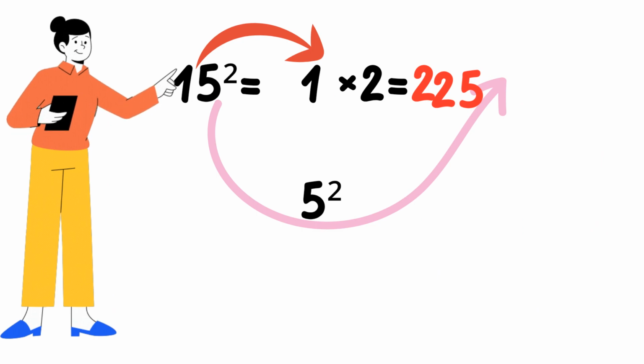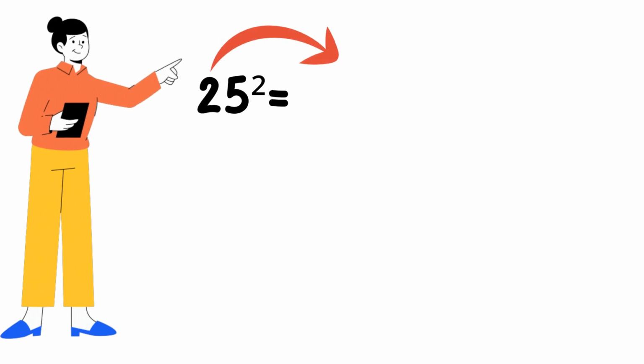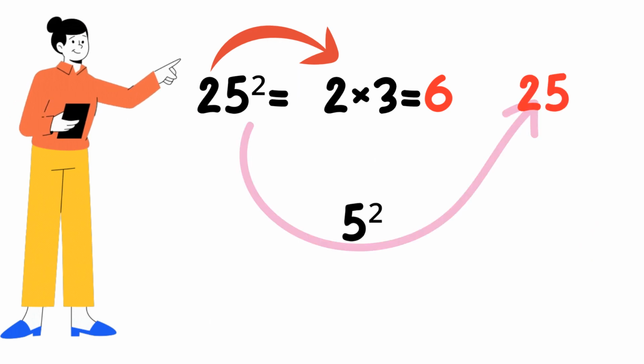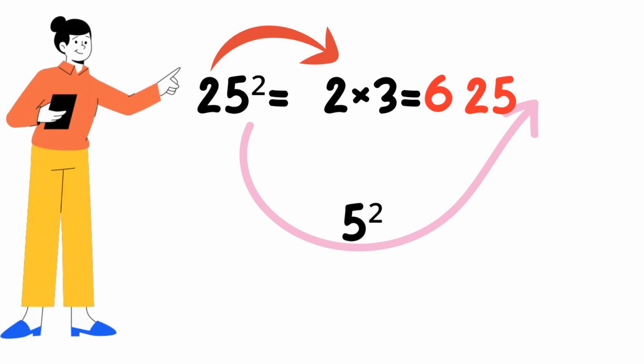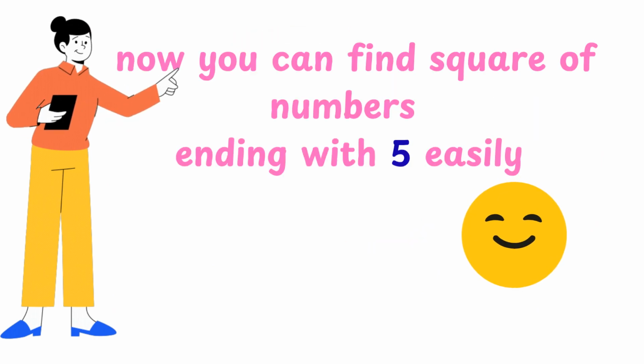In 25 squared, the first number 2 multiplied by the next number 3 is 6, the first digit of the answer. The second number 5 squared is 25, that is the last part of the answer, so the answer is 625. Now you can find the square of numbers ending with 5 easily.